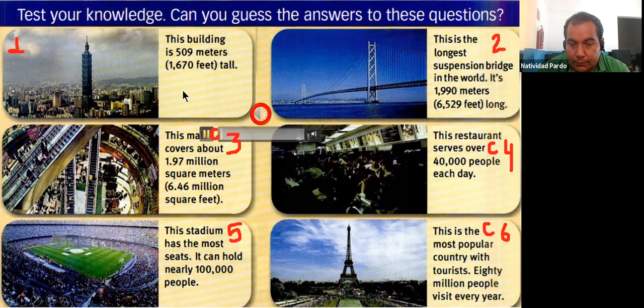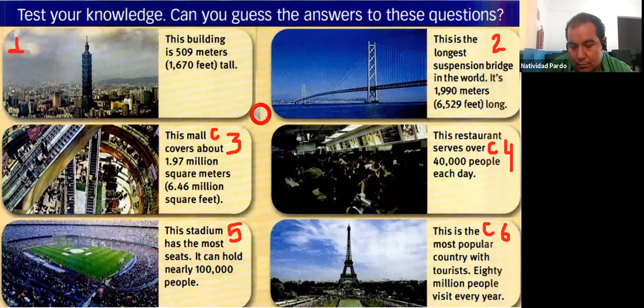Test your knowledge. Can you guess the answers to these questions? One, which city has the tallest office building in the world? A. Kuala Lumpur. B. Taipei. C. Chicago. Two. Where is the longest suspension bridge? A. Japan. B. Denmark. C. China. Three. Where is the largest shopping mall? A. Canada. B. China. C. The United States.